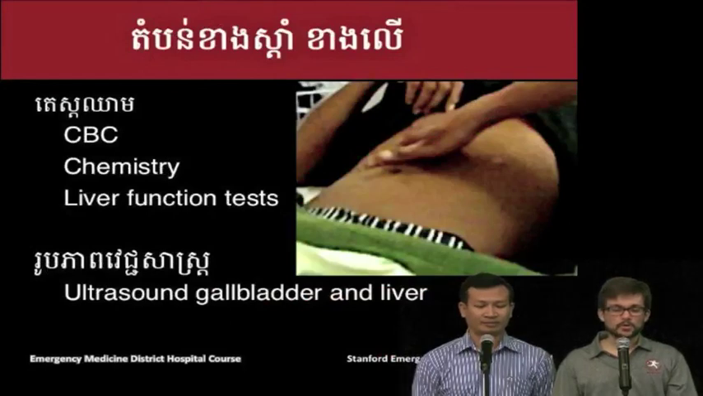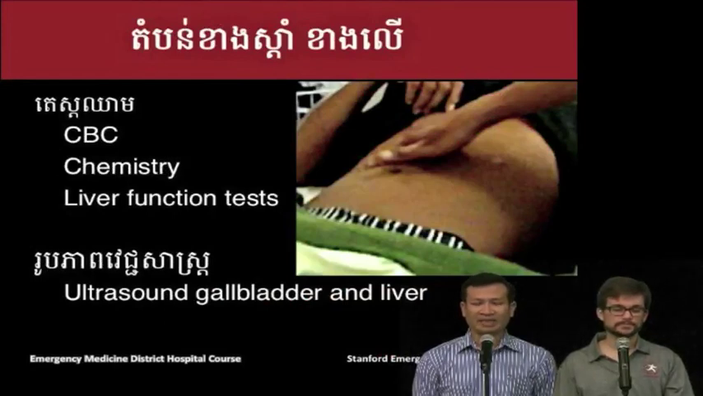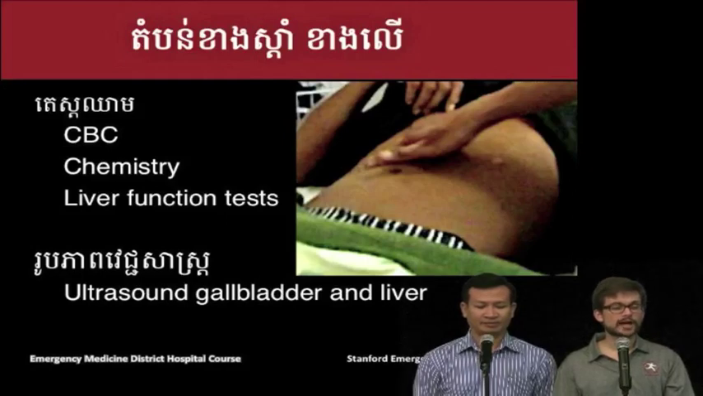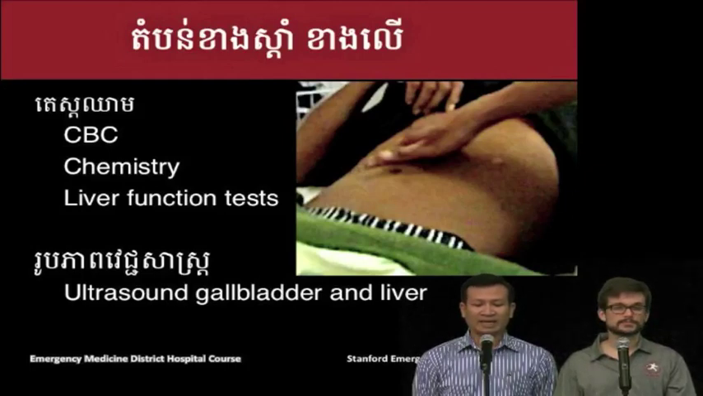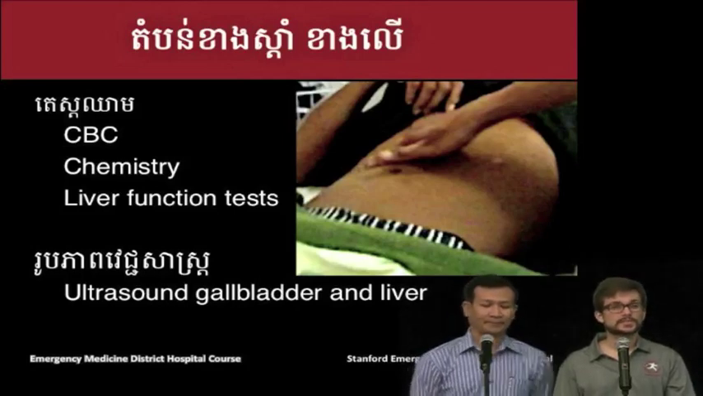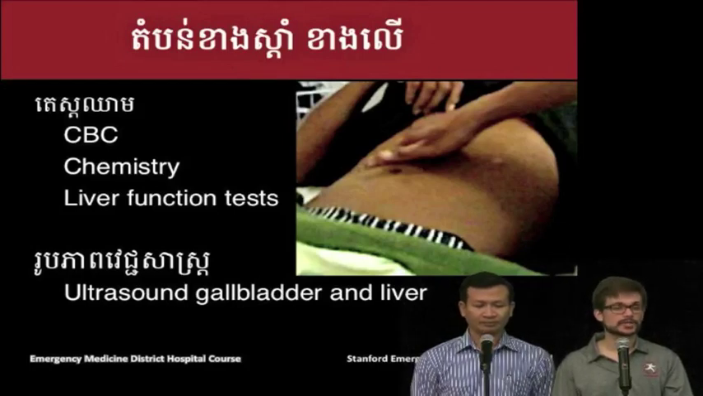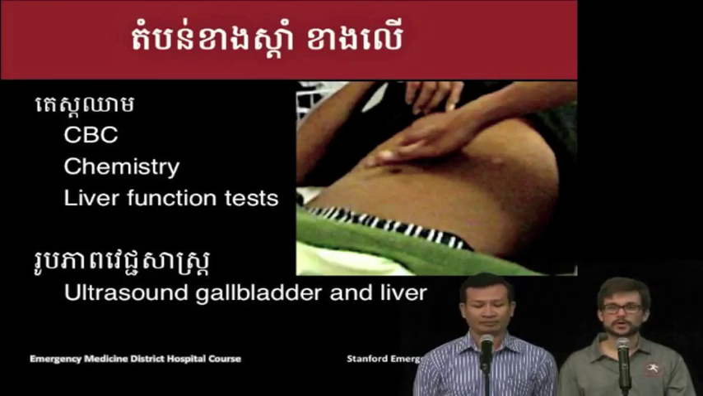Let's talk about right upper quadrant pain workup. Patients with right upper quadrant pain should have a CBC, a chemistry and liver function tests. The CBC in general looks for signs of inflammation as well as anemia. The chemistry looks for signs of renal insufficiency, dehydration or for signs of GI bleed.